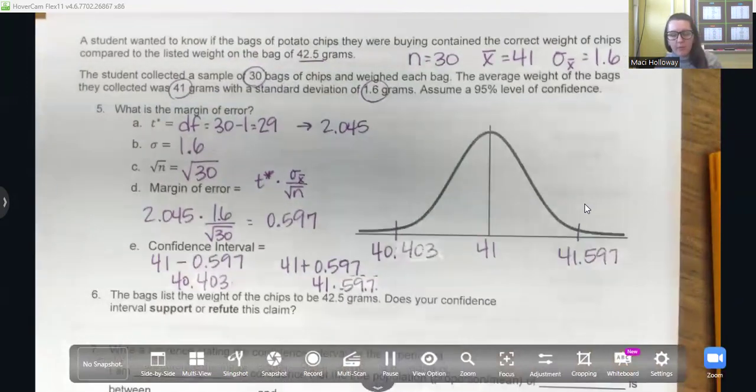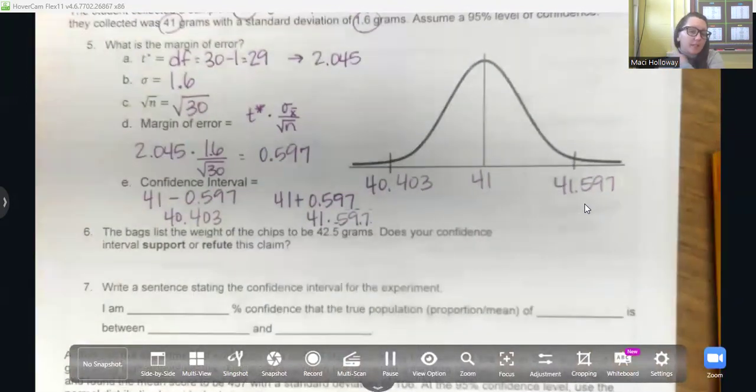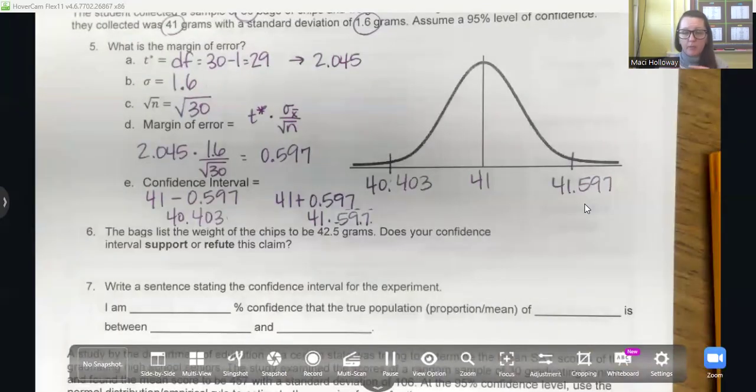Okay, so now we have our confidence interval. What this confidence interval is saying is that because we've gathered 30 bags of chips and we have our margin of error, that buffer for sampling error, right? We got the sample mean of 41. However, with our buffer, we're 95% confident that the true mean value of the grams in a bag of chips would be between 40.403 and 41.597.